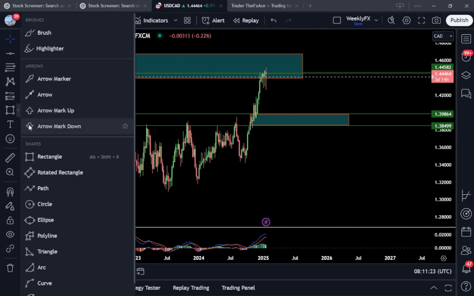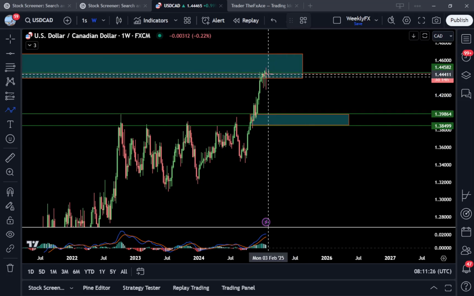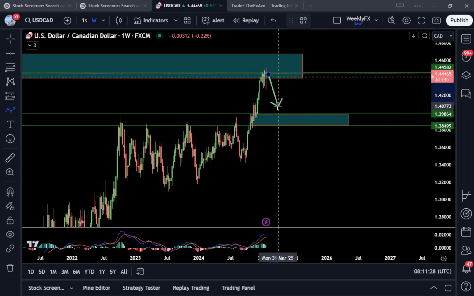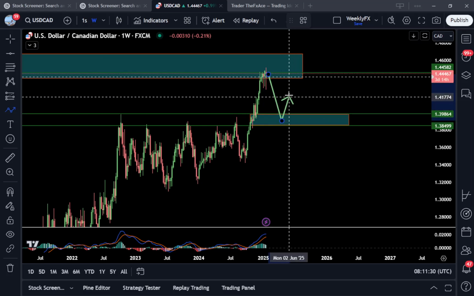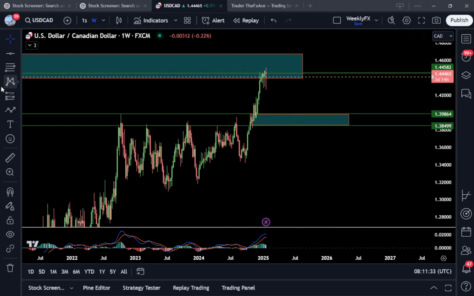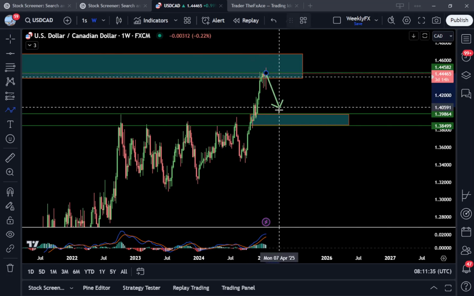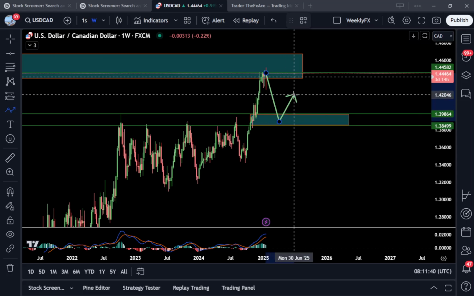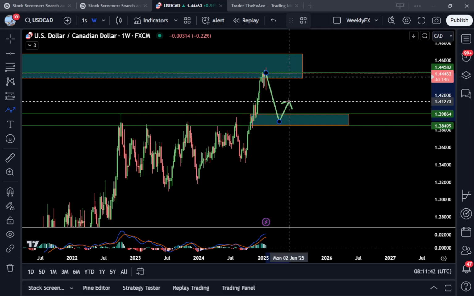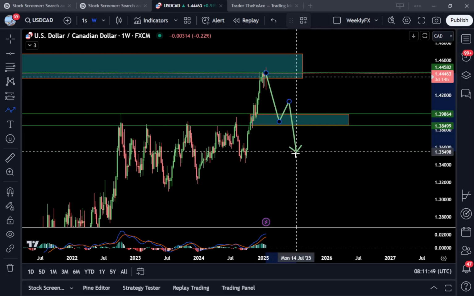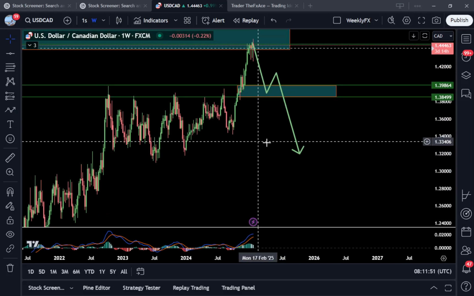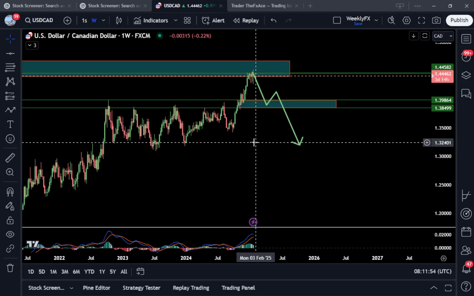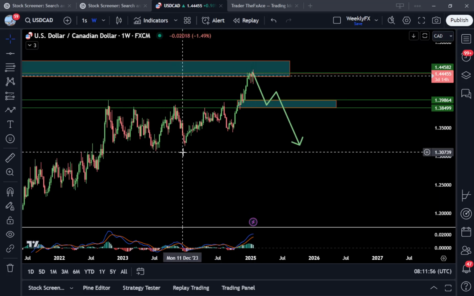For long-term buyers, I think the market will appreciate over the coming months and years ahead. This will be a good area to get back in at. For me, this will be an area to target my shorts, between 140 and 138. And then we'll reanalyze the market then, see what is going on fundamentally and what price action is saying, because we could just see a drop back down into that level there. So that is what's going on with the US dollar, Canadian dollar.